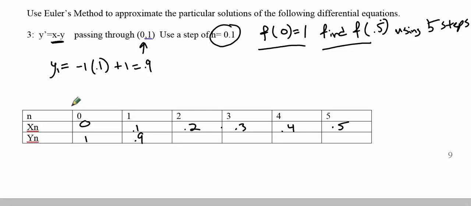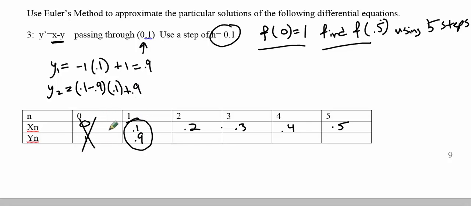It's 0.9. Now, here's the thing. When we want y2, we have to rely on our old point. So our slope is not still negative 1. It is now x minus y here. It's 0.1 minus 0.9. That's my slope, times my step size, which is still 0.1, plus my old value, which is now 0.9. Not 1, but now our new value of 0.9. So every time we do this, we ignore the old one and start to use our new value.